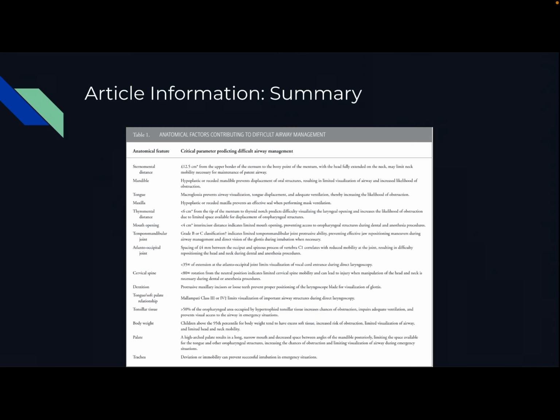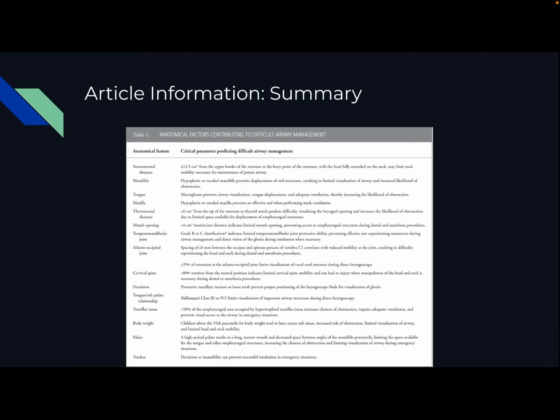Anatomical variation. Within Table 1 of the literature review, anatomical factors contributing to difficult airway management shows anatomical features beside critical parameters predicting difficult airway management. There are quite a few of these anatomical features, but I'll only be going through a few of them. The trachea, for instance, if it has deviation or immobility, can prevent successful intubation in emergency situations.